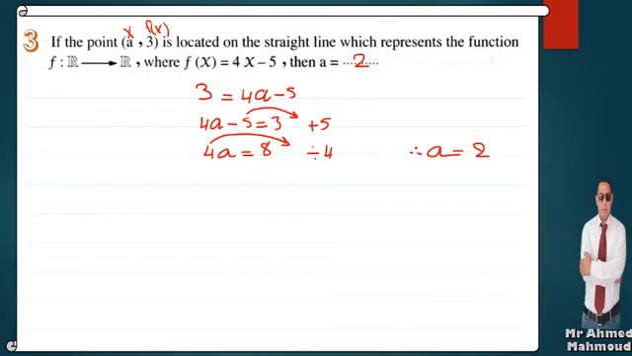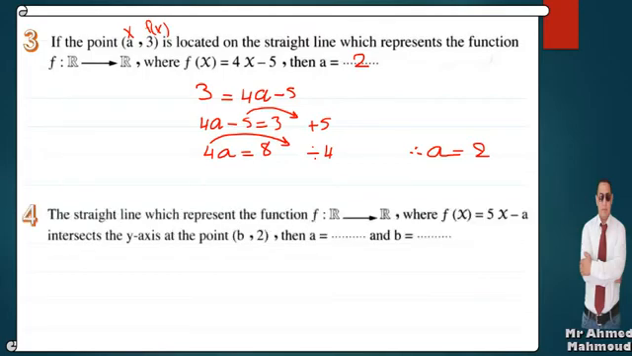Then a equals 2. The next one: the straight line which represents the function f from R to R, f of x equals 5x minus a, intersects the y-axis at the point (b, 2). (b, 2), that means b equals 0, because for a point which belongs to the y-axis, its x coordinate equals 0. Okay, now I need to find a. Here (0, 2) belongs to this function. I will put this one in place of x and this one in place of y.